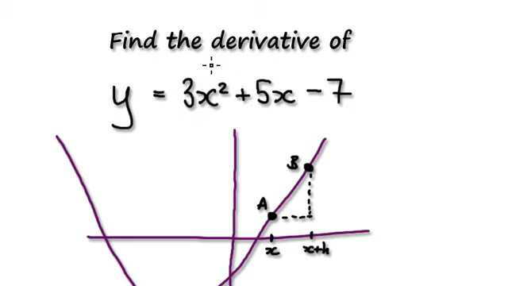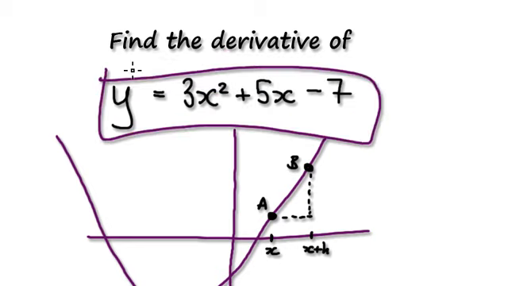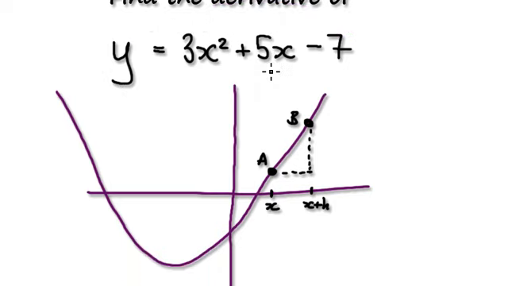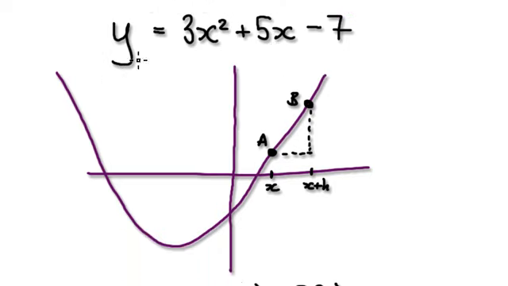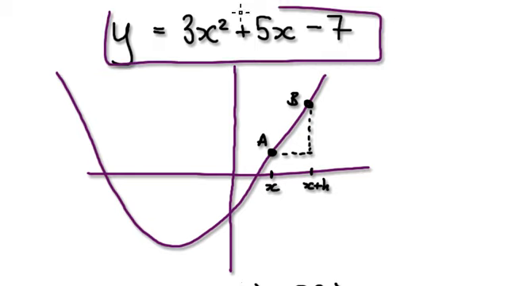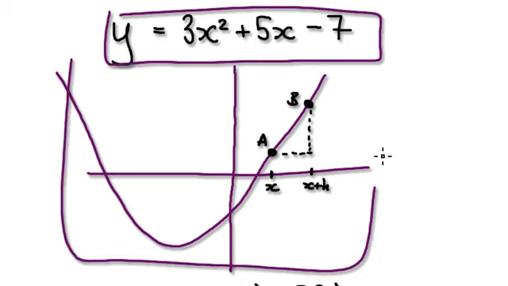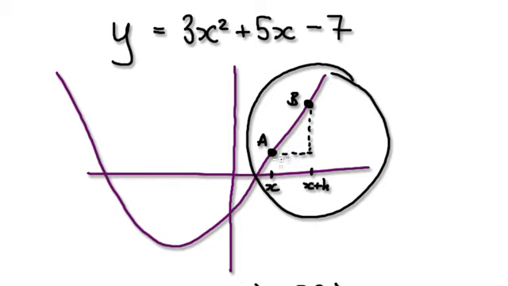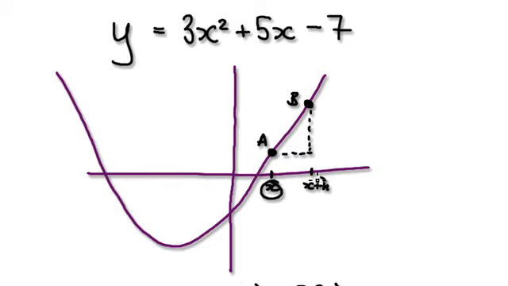So from now on, I'm going to give you something like this and ask you to find the derivative. That pretty much means find the gradient of this thing here. To do that, always start out by sketching this function, so start out by drawing a graph. Once you've drawn your graph, set up this system where you've got point A, point B. This is at x, and this is x plus h.